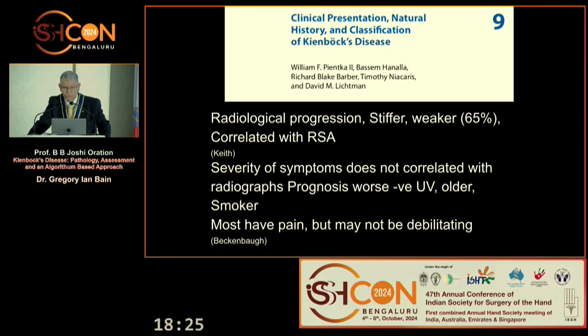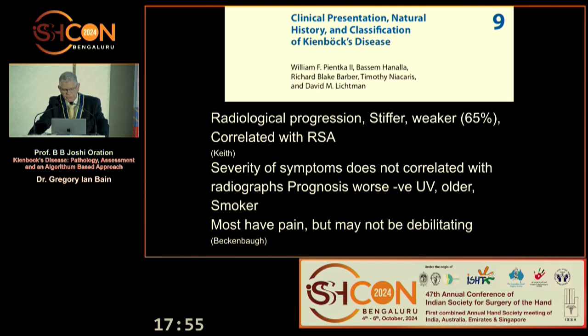The natural history is something that's often discussed and is very important in any community, and particularly probably here as well, where you've got massive numbers of patients. David Littman wrote in this chapter in the book that there's a natural radiological progression. The patients tend to get a bit stiffer. They end up with about 65% of the normal grip strength, and those factors are related to the radioscaphoid angle, as it's leading to collapse.